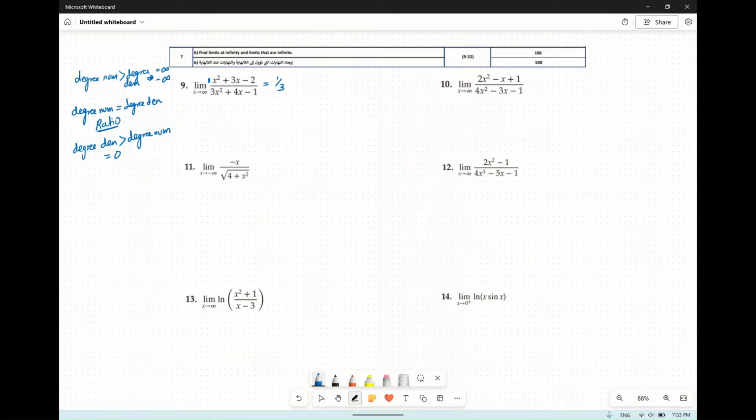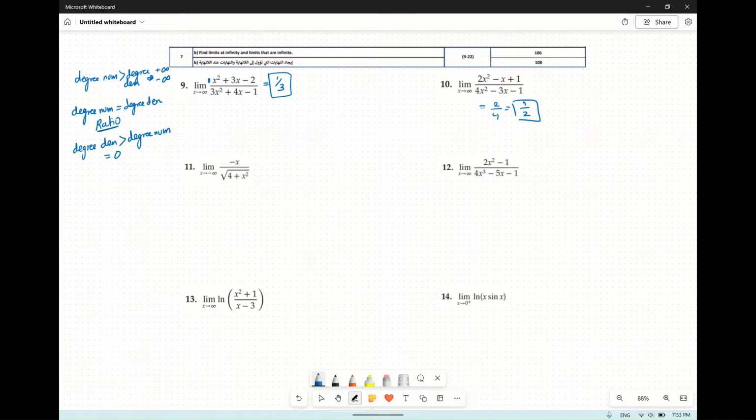Now same thing with question number 10. Highest degree up is 2. Highest degree down is 2. They are equal. So I take the ratio of the leading coefficients, which is 2 over 4. That simplifies to 1 over 2.